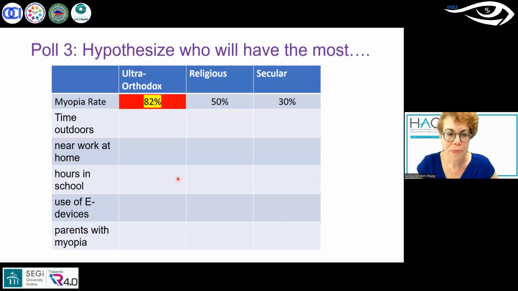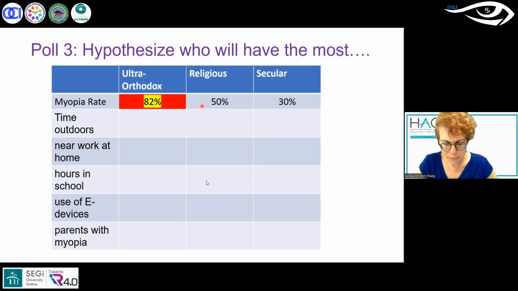Okay, so remember that paper that I just showed you from 2019, the rate of myopia in the ultra-Orthodox was 82%, the religious was 50%, and the secular was 30%. I'm going to ask for the next poll to come out, and it has 5 questions. And for each question I'd like you to hypothesize who will have the most time outdoors, near work at home, hours in school, use of e-devices. There are 5 questions in this poll, so maybe we'll give you a little bit more time to do all 5 questions. Okay, so I am just going to end the poll here.